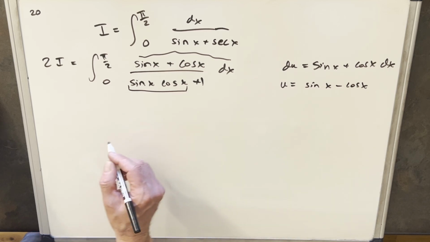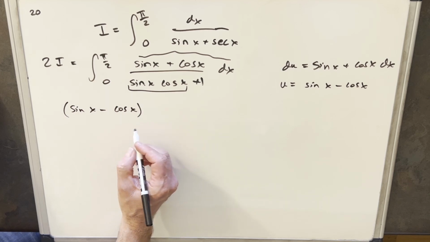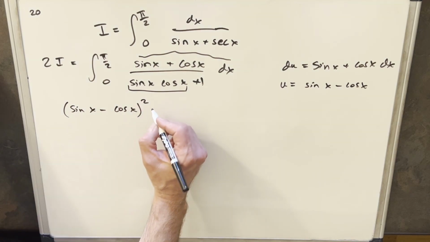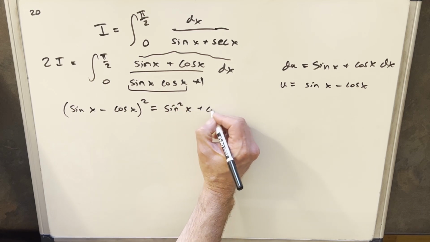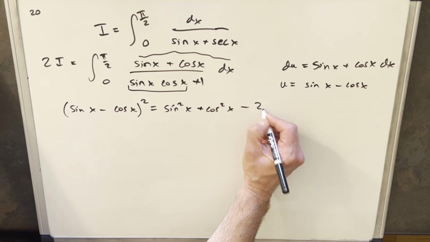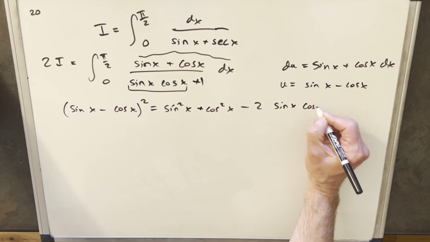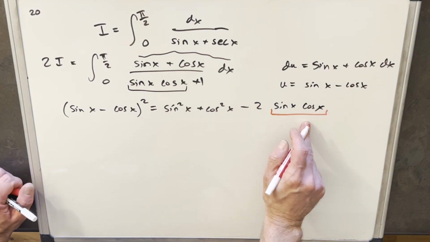So I'm going to take my u and square it. So we're going to get, and this is a little bit of a leap of faith. I mean, I know it works, but if we square this, we get sine squared x plus cos squared x, and then we're going to have minus 2 sine x cos x. But notice sine x cos x, this is the thing that we want to find.